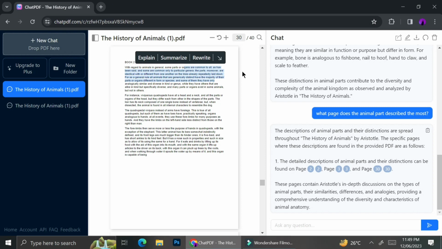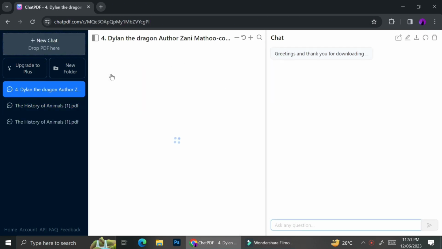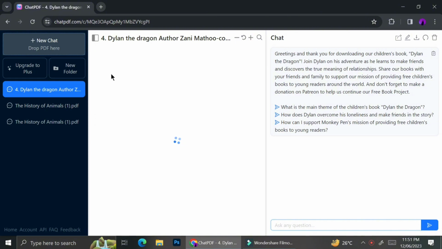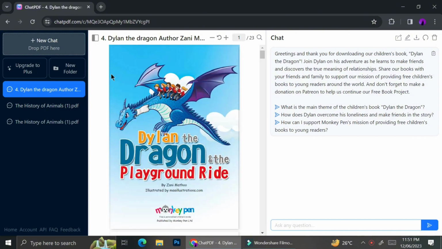Now, we have tried to input a PDF that is full of words. What about a PDF with pictures? I want to see if ChatPDF can also read a PDF with pictures as well as a PDF that only has words on it. Over here, I've already inserted a children's story PDF called Dylan the Dragon and the Playground Ride.